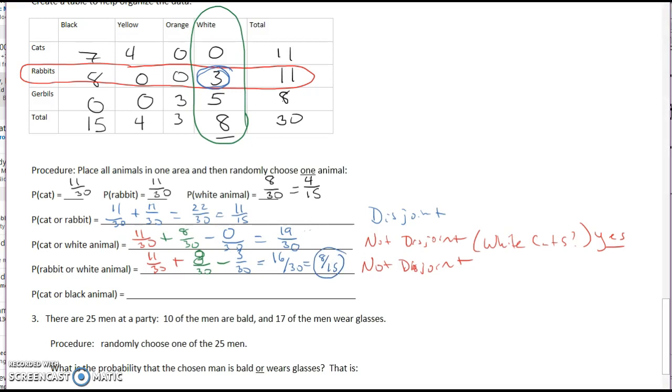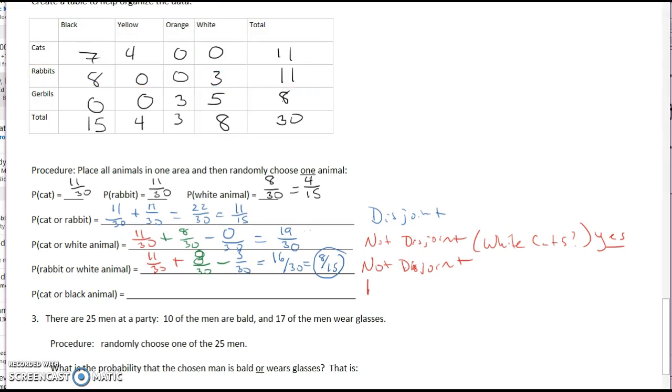Why don't you hit pause on the video and try this last one to see if you really understand what's going on here. So try to find the probability of getting a cat or a black animal. Ask yourself to find if they're disjoint or not, and then go ahead and see if you can calculate the probability. So I think in this case, these would not be disjoint, right? So they would be not disjoint. Because again, there are black cats.